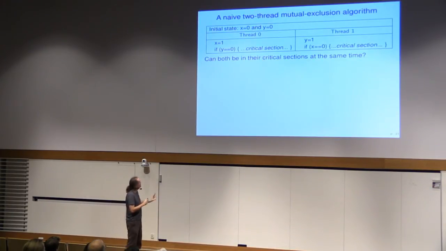Here's the first example. It's a tiny, super naive mutual exclusion algorithm. We've got 2 threads. On this thread, we write 1 to X, and then we check whether the other thread has written 1 to Y, and if not, we enter our critical section, and on this thread, we do the converse. So can they both be in the critical sections at the same time, I ask?